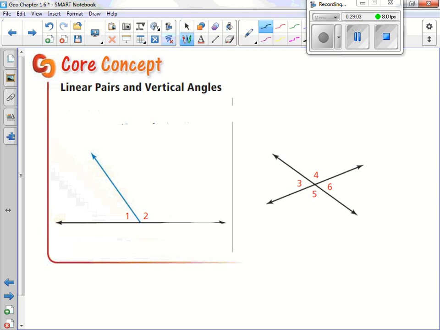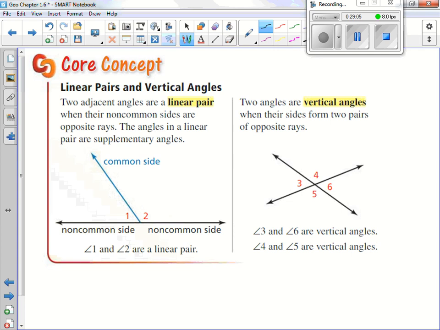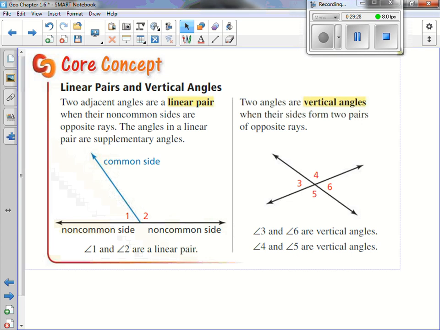Linear pair and vertical angles. Two adjacent angles are a linear pair when their non-common sides are opposite rays. The angles in a linear pair are supplementary angles. Two angles make a straight line, they add up to be 180. Linear pair. Two angles that make a straight line add up to be 180. Yes? Shared sides, straight line. Angles, they add up to be 180.